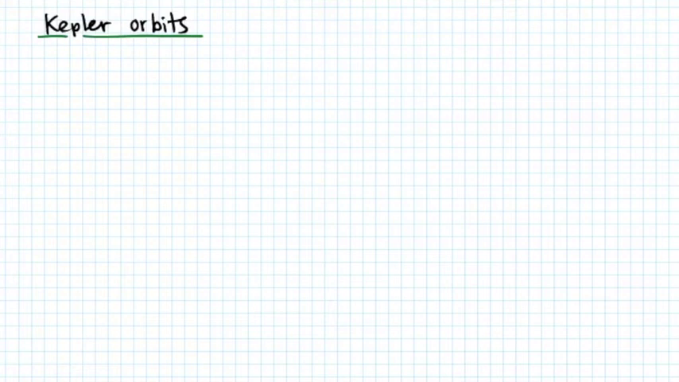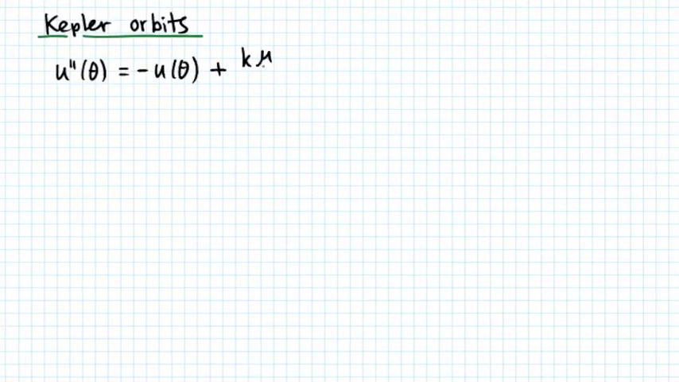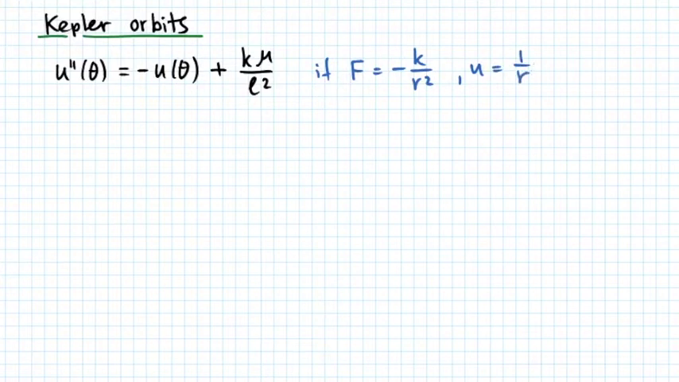Last time we derived the equation for the orbit shape, which says u double prime as a function of theta is equal to minus u of theta plus k mu divided by L squared, which is true only if the force is given by minus k divided by r squared, and our u is simply 1 over r. Now we solve this equation.